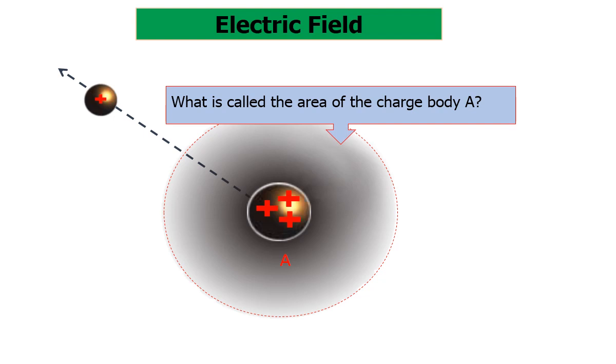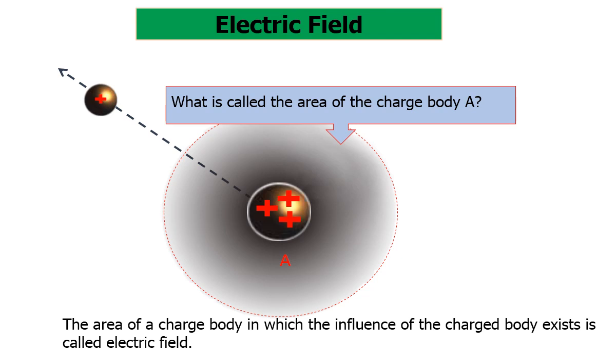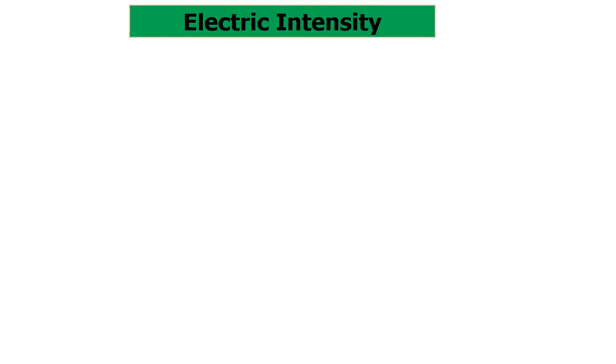So here what is the area of the charged body A called? It's called electric field. So the definition of electric field is: the area of a charged body in which the influence of the charged body exists is called electric field. And out of the electric field, any place we can say is infinity.